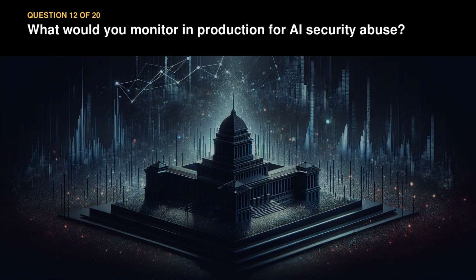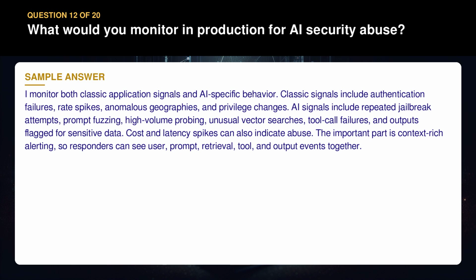Question 12. What would you monitor in production for AI security abuse? I monitor both classic application signals and AI-specific behavior. Classic signals include authentication failures, rate spikes, anomalous geographies, and privilege changes. AI signals include repeated jailbreak attempts, prompt fuzzing, high-volume probing, unusual vector searches, tool call failures, and outputs flagged for sensitive data. Cost and latency spikes can also indicate abuse.